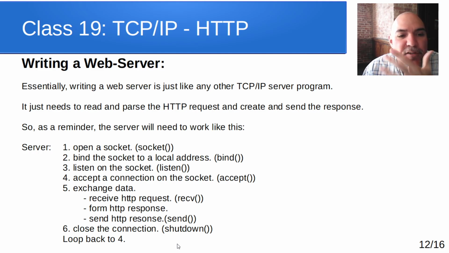It basically just needs to read the request, the HTTP request, and then create a response, and then send the response. That's it. So on the server side, it's going to look like this. Open a socket, bind the socket to the local address, listen on the socket, accept a connection, and then once the connection comes in, we receive the HTTP request using receive. We then look at that request and form a response, and then we send an HTTP response using send, and then we're done. We shut down the connection, then loop back up to accept another one.